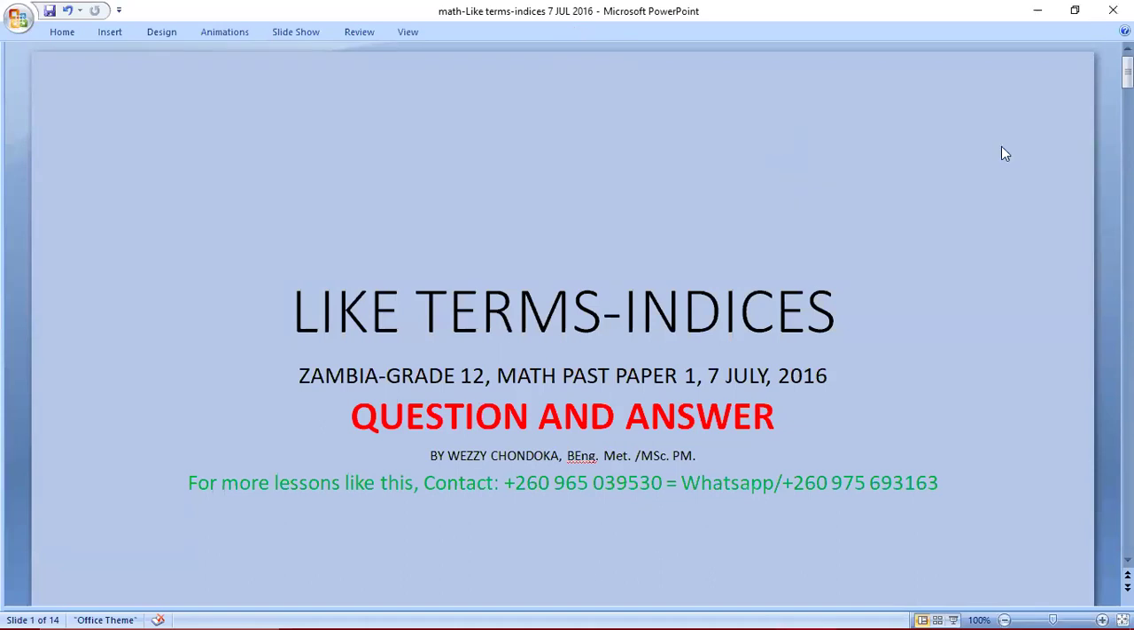Welcome to another lesson in math. We're looking at a question from Paper 1, from the paper that came on 7th July 2016. This was under GCE, and this is a question on like terms, that is, like and unlike algebraic terms, and also on indices.